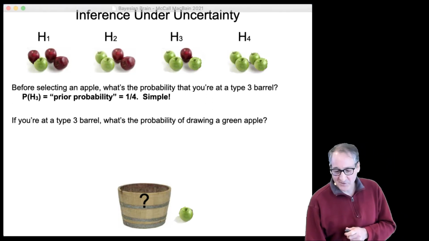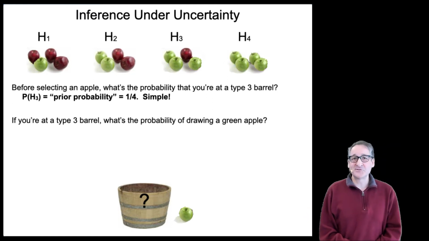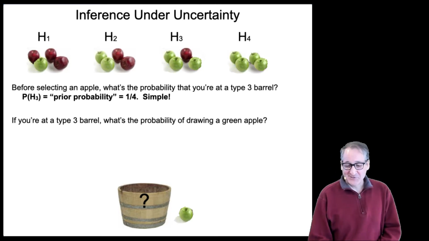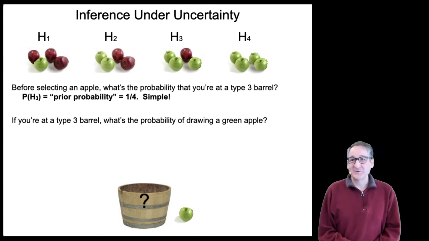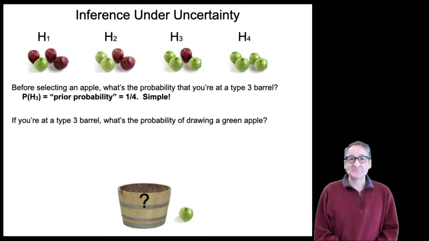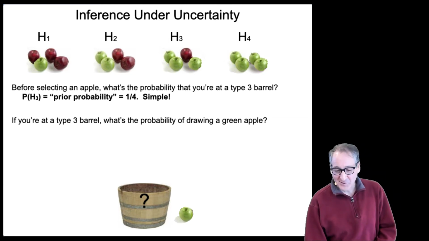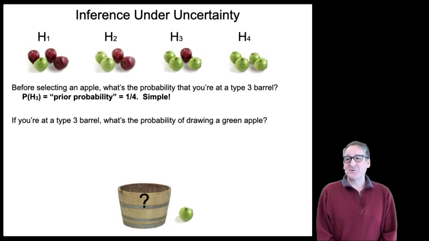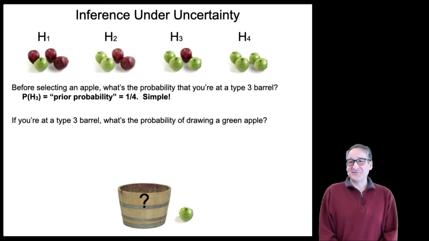So who would like to offer me an opinion about that one? It's also fairly straightforward. It's not a trick question. Don't be shy. In H3 there are 4 apples and 3 of them are green. So what's the probability that I would pull out a green one? I'm very patient. I can wait here all day. I'm not going to move until someone gives me an answer.